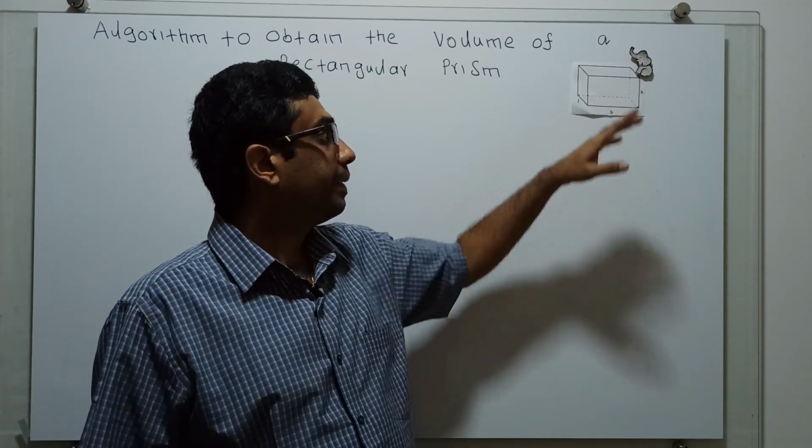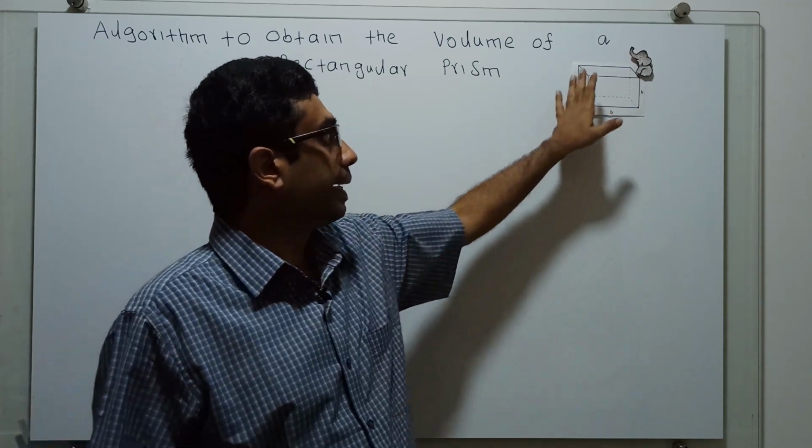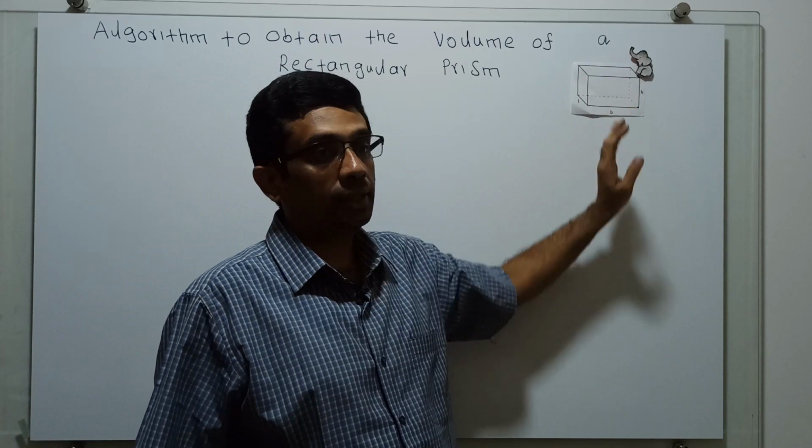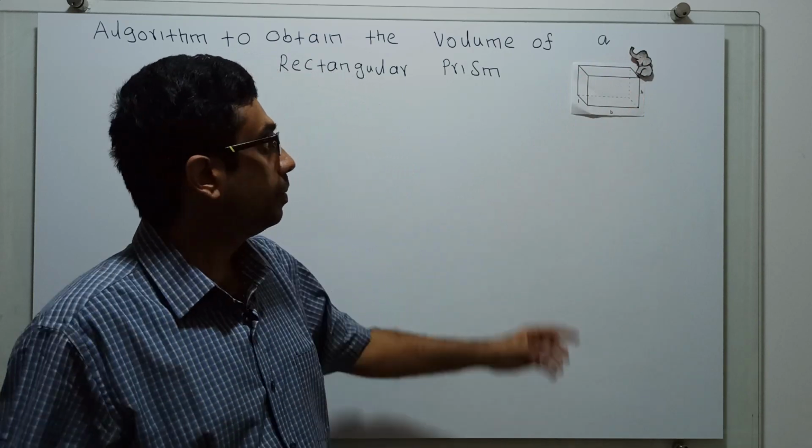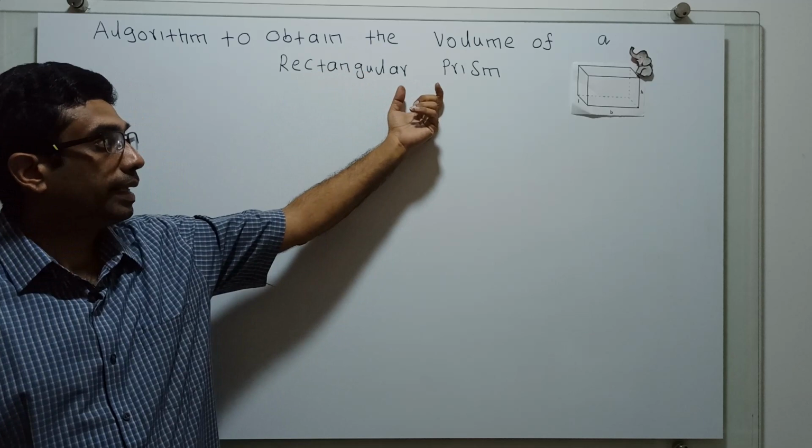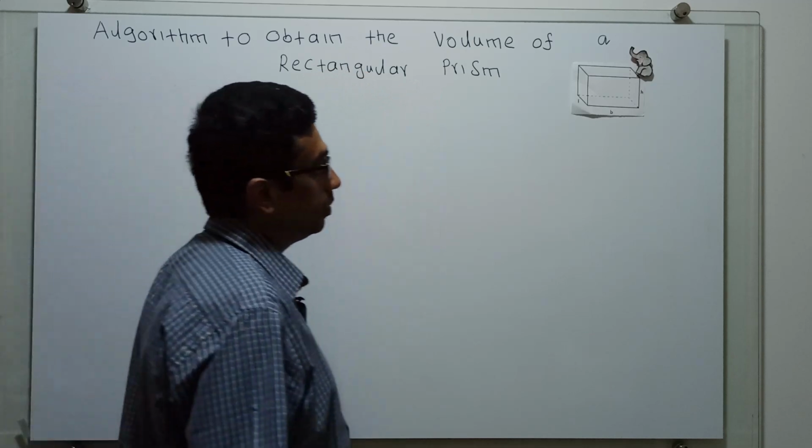There are 3 pairs of identical faces. So we are going to write an algorithm to calculate the volume of the rectangular prism. How to calculate the volume?